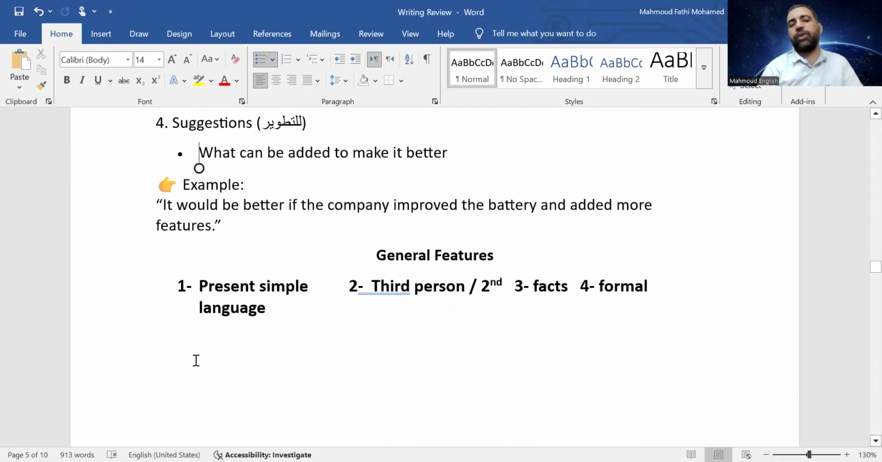So here we have some general features. أول حاجة, we use present simple. Why? Because we talk about facts. We use third person: he, she, it, and they. Sometimes we use you, lower second person. Sometimes. Number 3, we use facts because we talk about present simple, and we write it in formal language. Formal language.